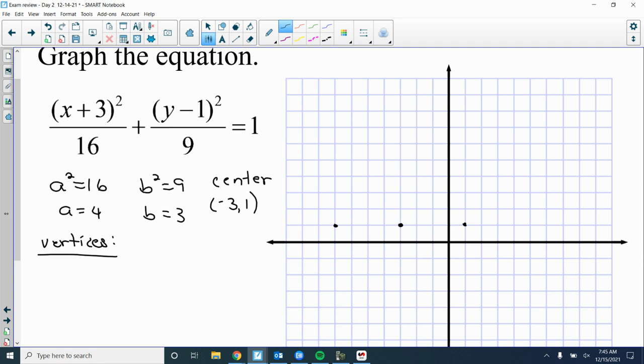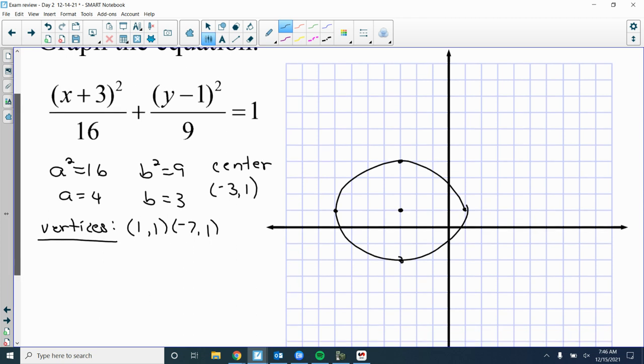What do we got there? 1, 1. And then, let's see, -3, 4, 5, 6, 7, -7, 1. And go up from the center, 1, 2, 3. Those are not vertices. Those are just the endpoints of the minor axis. Okay, there's only 2 vertices. Now, you can graph it at this point. Okay, so there's your ellipse.